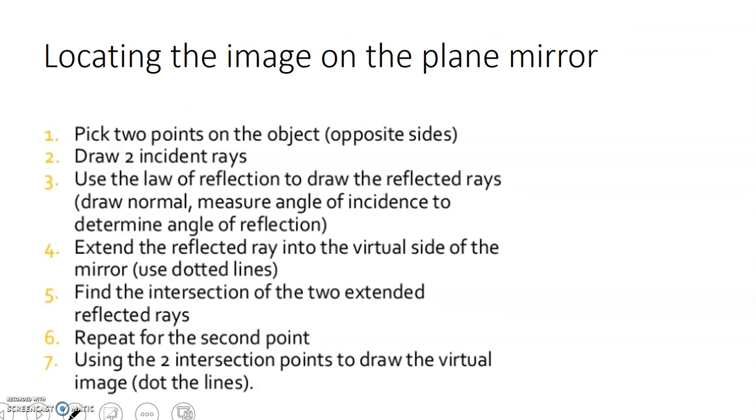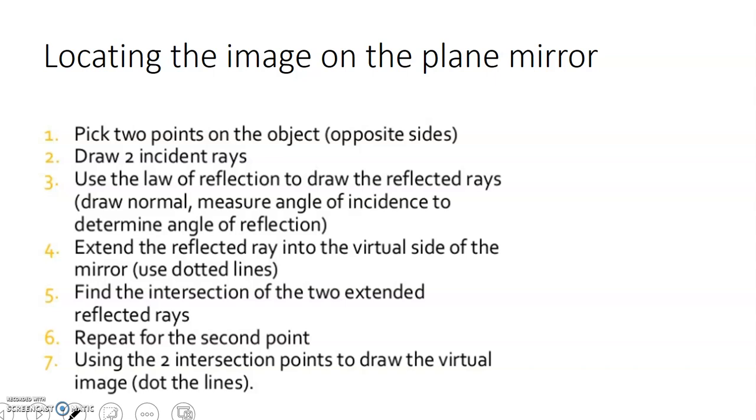How will you locate the image on the plane mirror? In order to locate the image on the plane mirror, first you need to have the object. And you have to pick 2 points on the object. It can be 2 or 1, it's okay. Anyway, pick 2 points on the object.